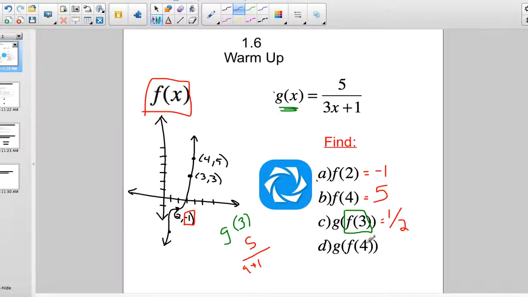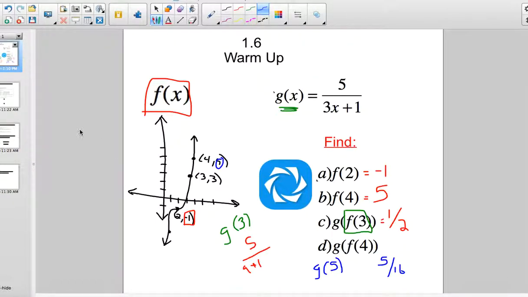And then finally, g of f of 4, right? So I look at f of x again and say, okay, f of 4, well, if I plug in 4, it's going to get 5. So it's going to really be asking me for g of 5, since f of 4 is the same thing as 5. So if I did g of 5, I would say 3 times 5 is 15, plus 1 is 16. So that's the denominator. The numerator is still 5, so I get 5 over 16.